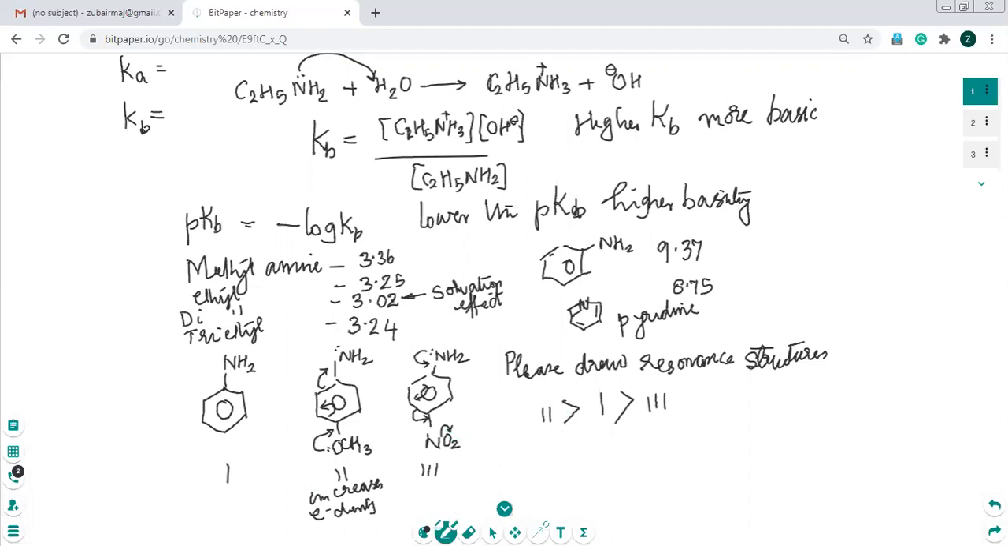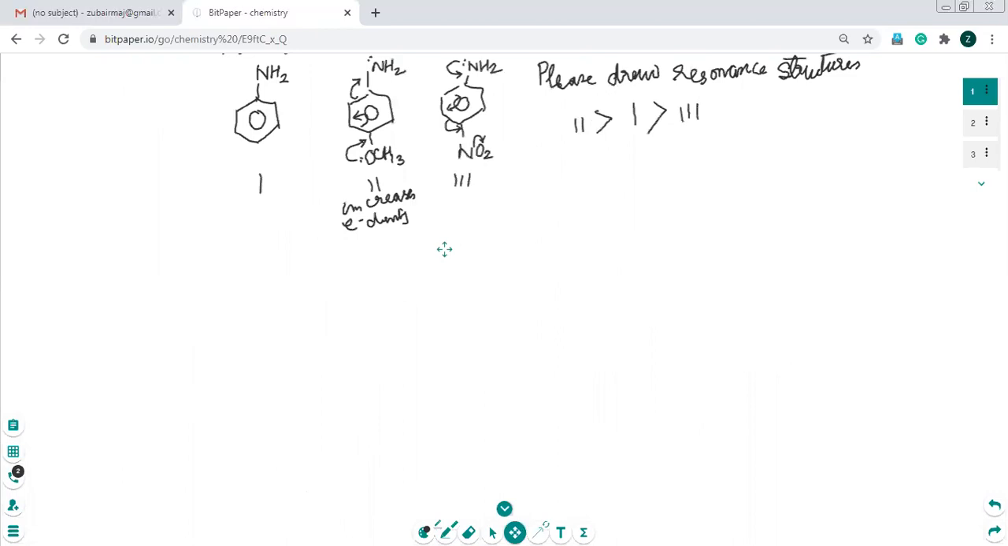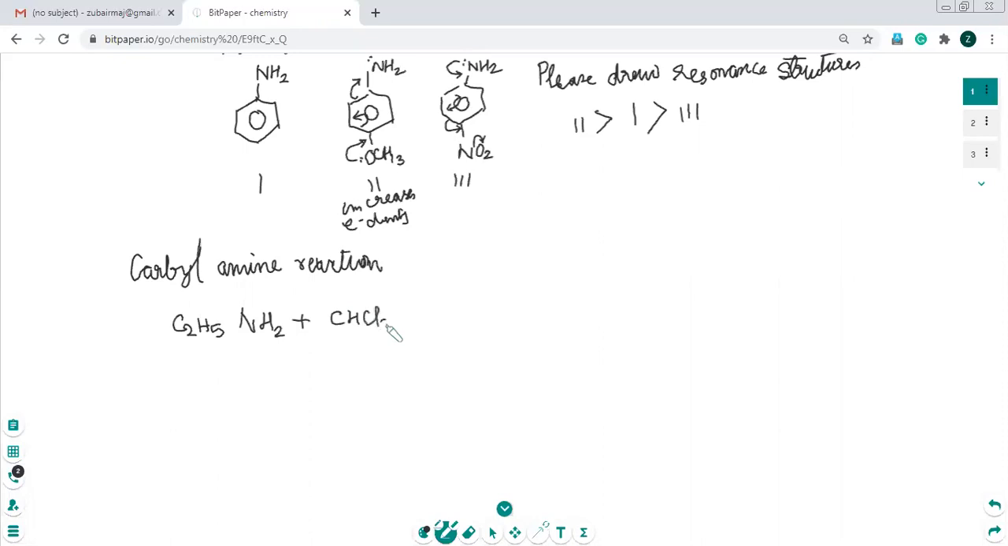Now, the most important reaction of amines is a nasty reaction, in fact, which is called the carbylamine reaction. It is a reaction between an amine, C2H5NH2, plus chloroform, CHCl3, plus potassium hydroxide.